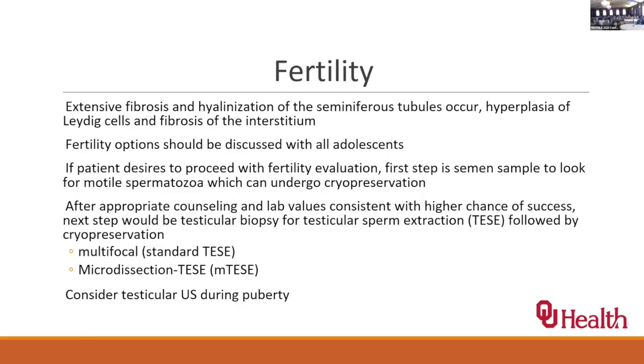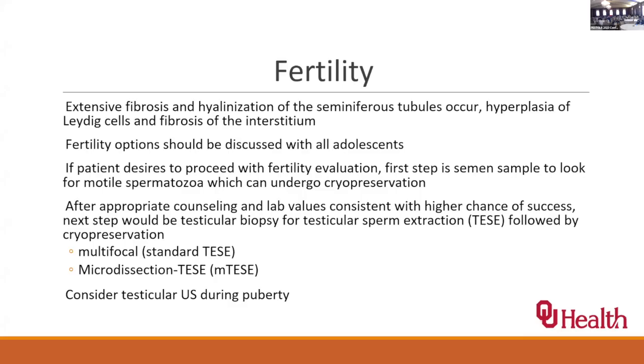For fertility, what we normally see as we get through adolescence is extensive fibrosis and hyalinization of the seminiferous tubules. We actually have hyperplasia of the Leydig cells, and we have regression of the germ and Sertoli cells. So the whole architecture is starting to be affected during adolescence. And so the recommendation is fertility options should be discussed with all adolescents at some point.